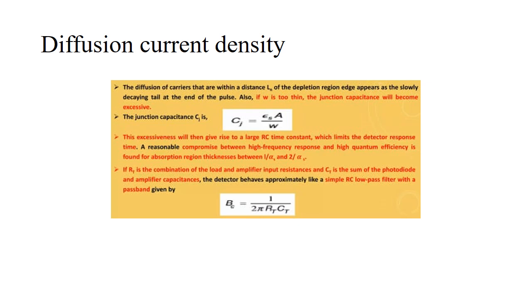So from this we can find the bandwidth, which is equal to 1 by 2 pi RT CT. CT is the total capacitance.